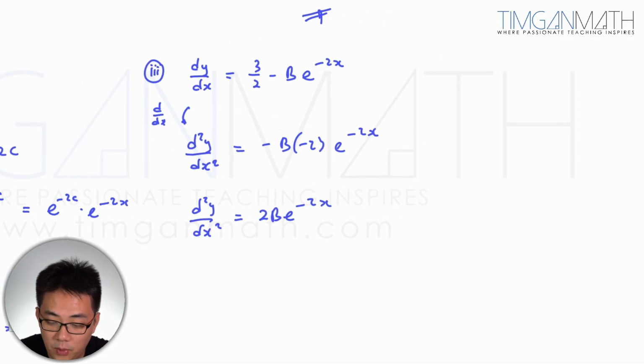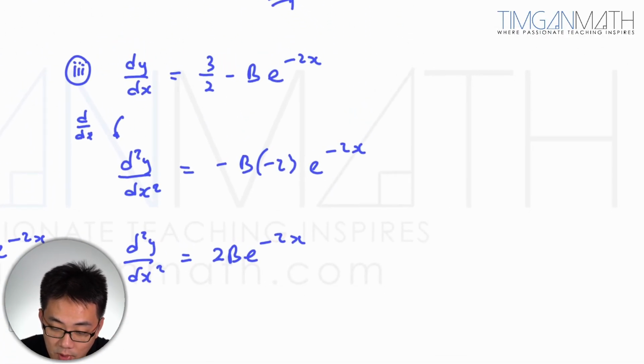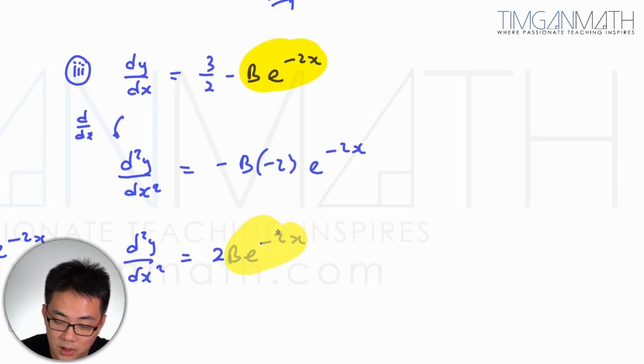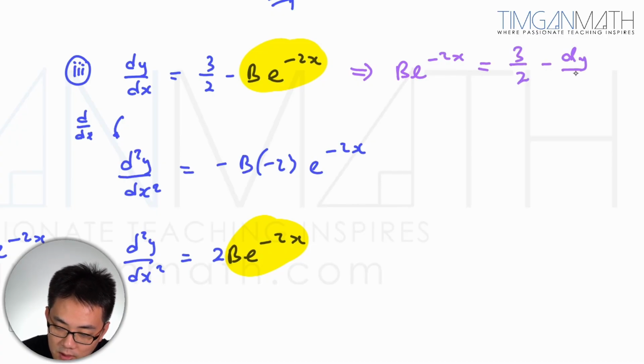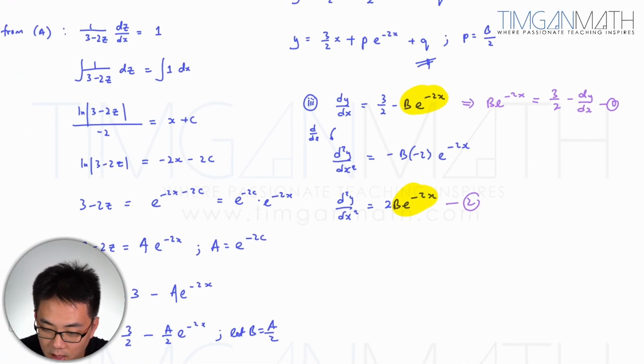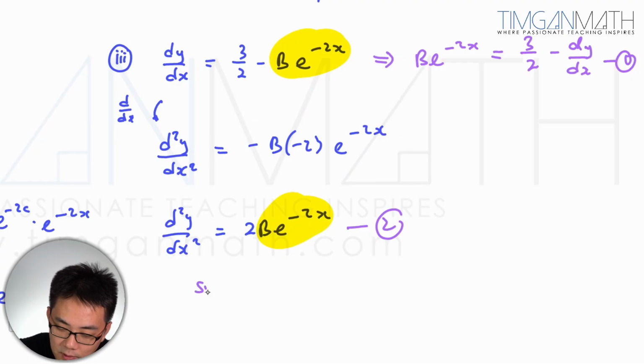But the problem now is that we need this function to be in terms of dy/dx. So what I'm going to do is make B e to the power of minus 2x the subject. I get B e to the power of minus 2x equals 3 over 2 minus dy/dx. Okay, so just substitute 1 into 2, and we are going to get the answer there.